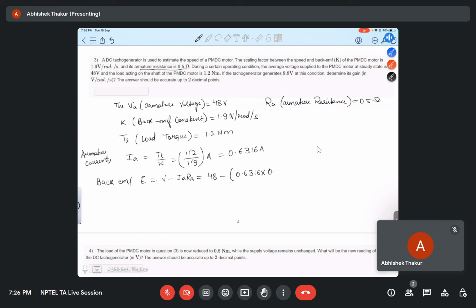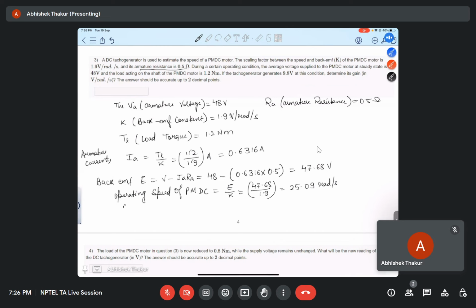So here we can multiply with 0.5. Finally, when you calculate this, we will get 47.68 volt. Now the operating speed of the permanent magnet DC motor is calculated as E by K. Our E is 47.68 and K is given as 1.9. So we will get the speed as 25.09 radian per second. Okay.